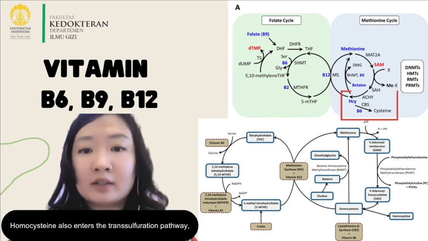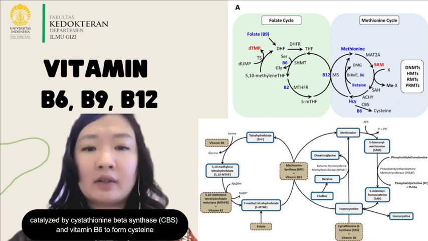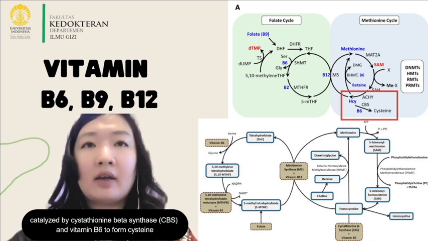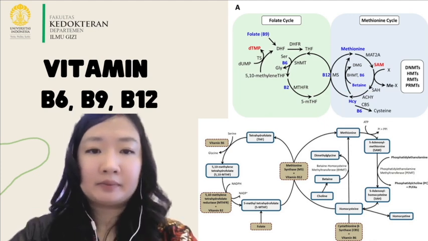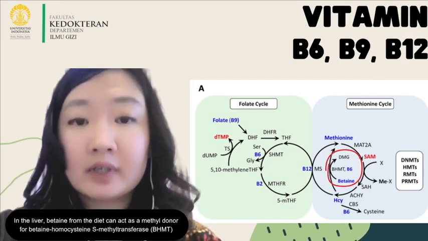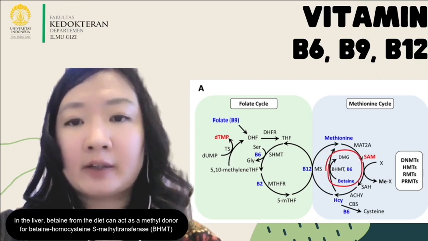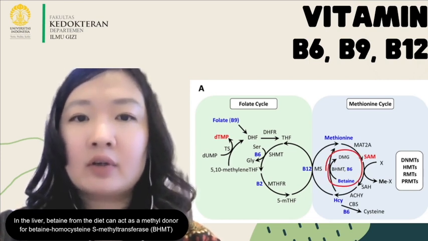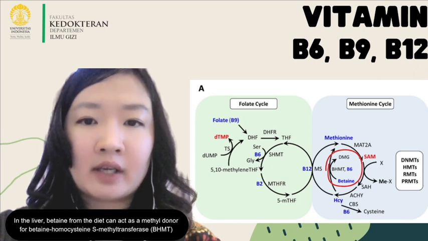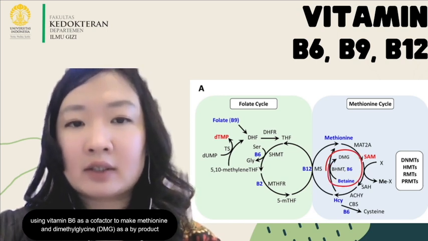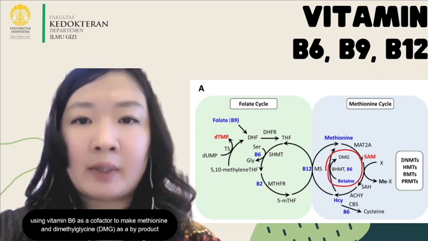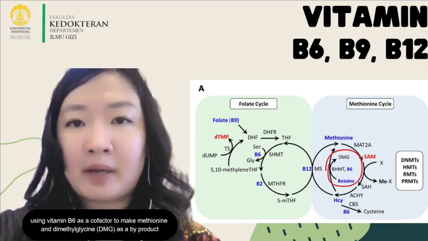Homocysteine also enters the transsulfuration pathway, catalyzed by cystathionine beta synthase and vitamin B6 to form cysteine. In the liver, betaine from the diet can act as a methyl donor for betaine homocysteine methyltransferase, using vitamin B6 as a cofactor to make methionine and dimethylglycine as a byproduct.